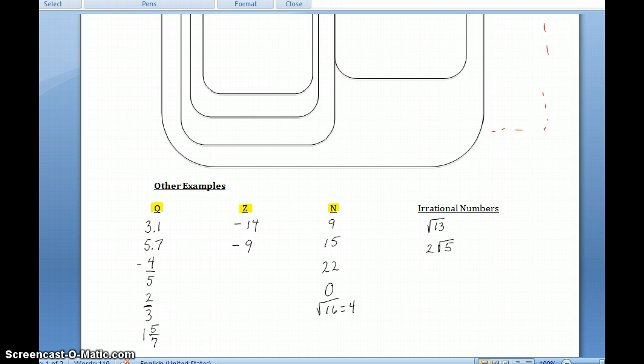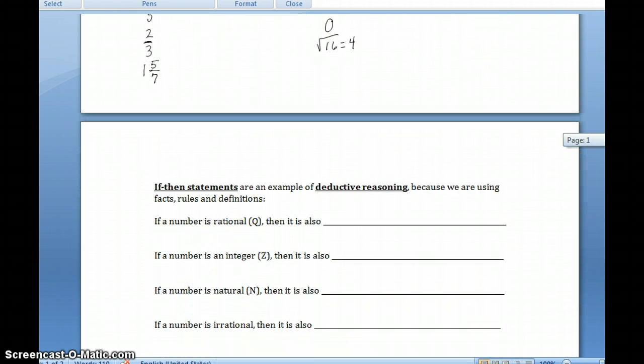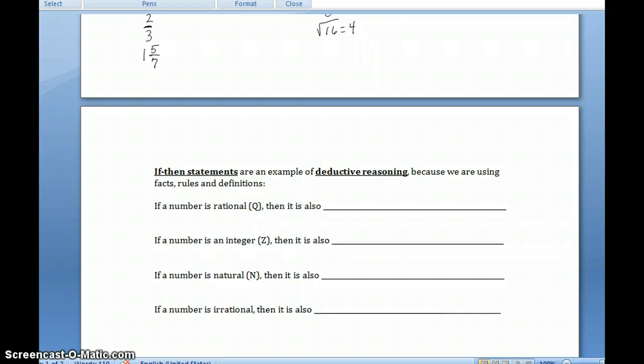Okay, now finally what I want to work with you on is on the back side of your notes. If you go to the back side, are the if-then statements, which are examples of deductive reasoning. And deductive reasoning is different from inductive reasoning, because in deductive reasoning you use facts, rules, and definitions, whereas in inductive reasoning you're basically doing things and discovering things.